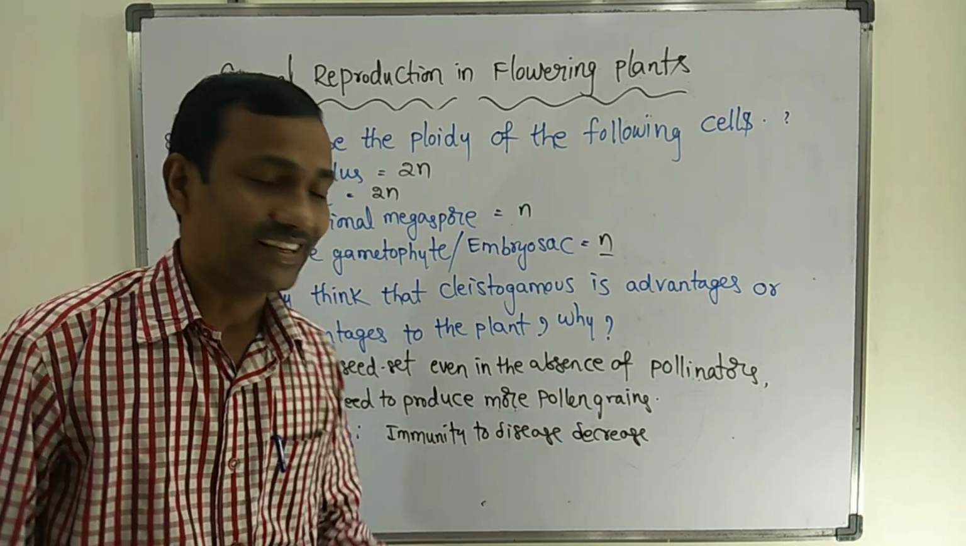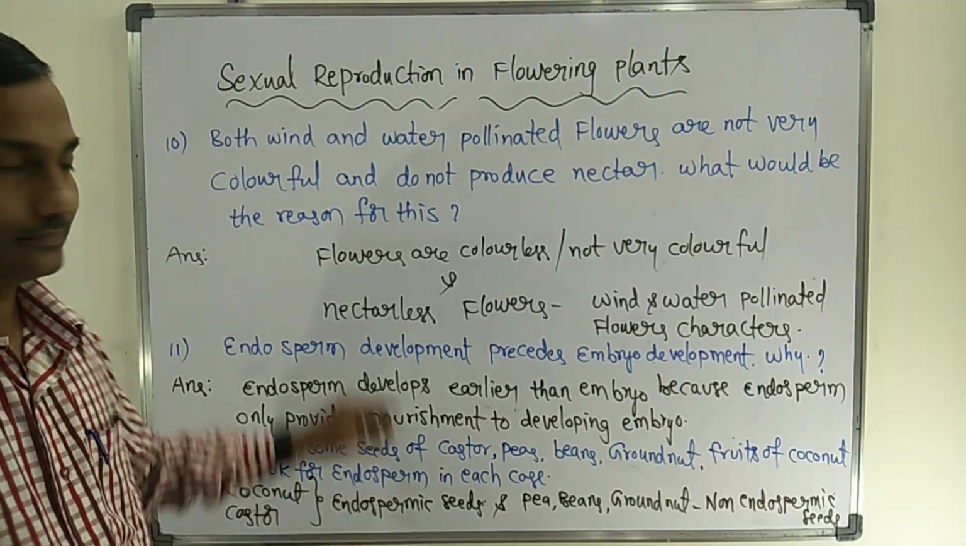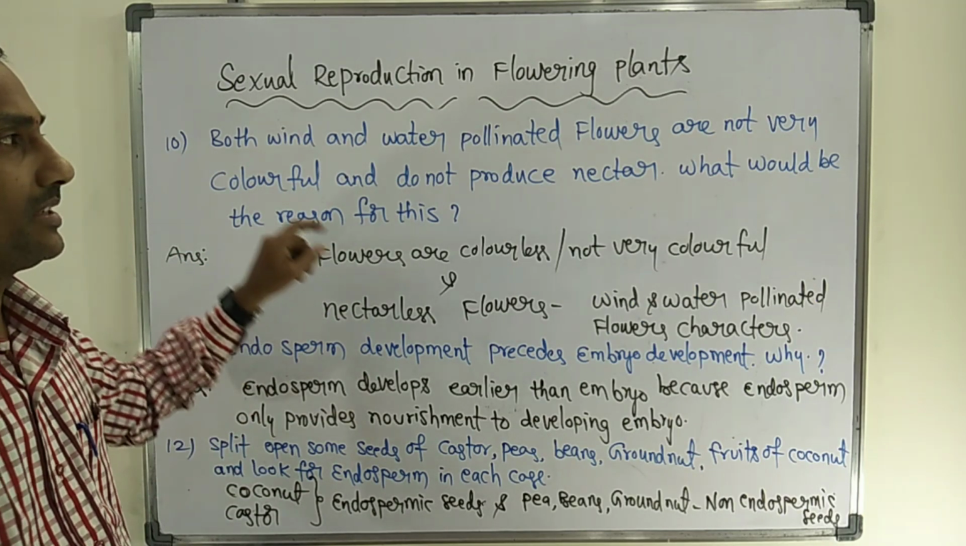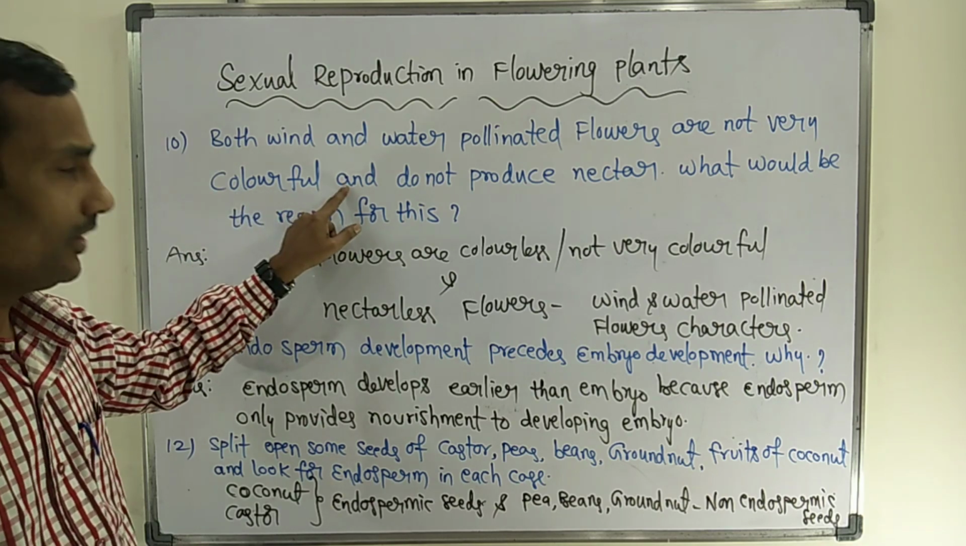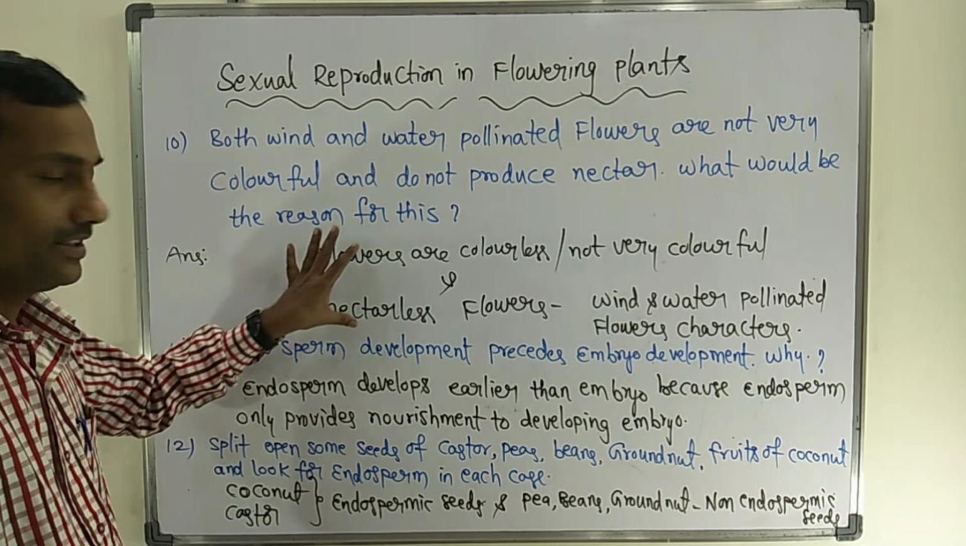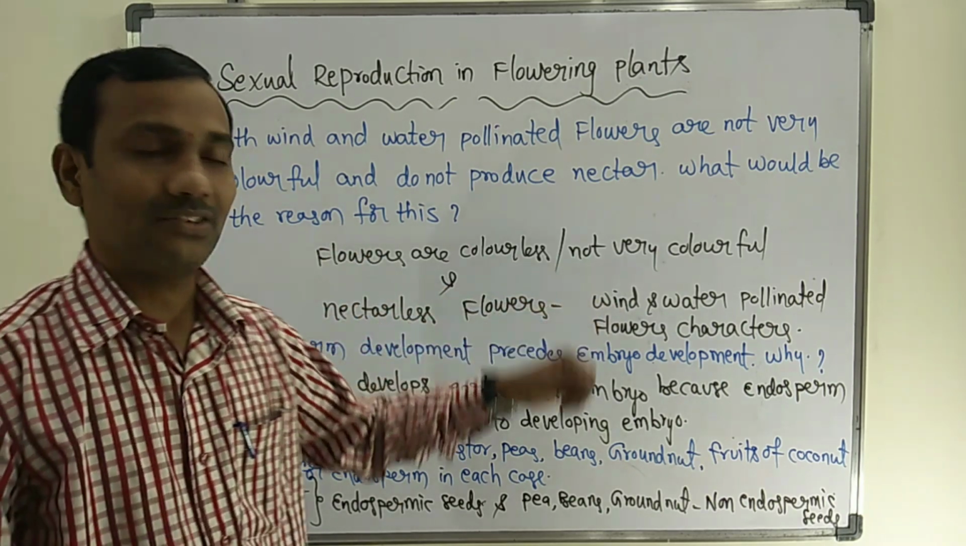There are some disadvantages also. Immunity to disease decreases, and the resistance power of the plant decreases. Both wind and water pollinated flowers are not very colorful and do not produce nectar. What would be the reason for this? There is no use of color and no use of nectar to attract wind and water.